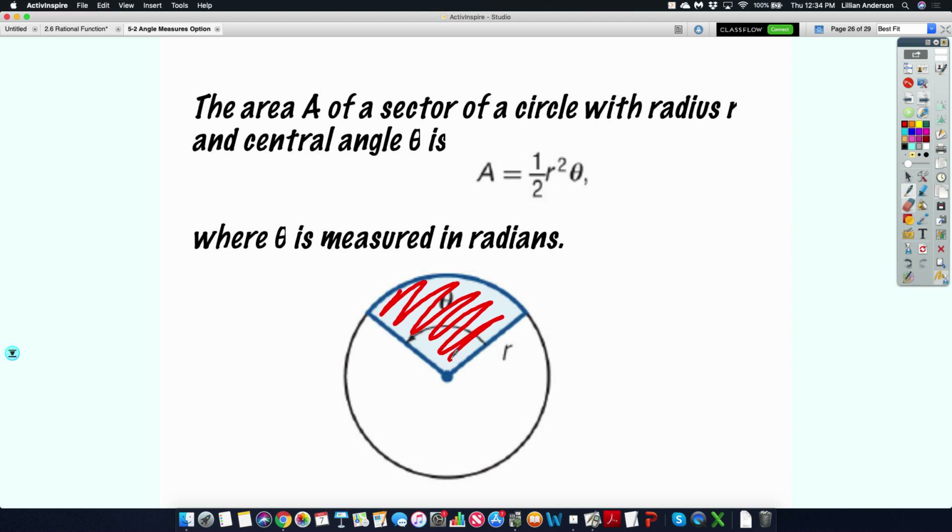Okay? That's basically a part of the area of the circle. So make sure you guys get this down. We'll talk about this and practice this some more on Friday. But please make sure that you indicate that theta has got to be a radian. So if it's not a radian, what do you need to do? Convert it. Thank you.